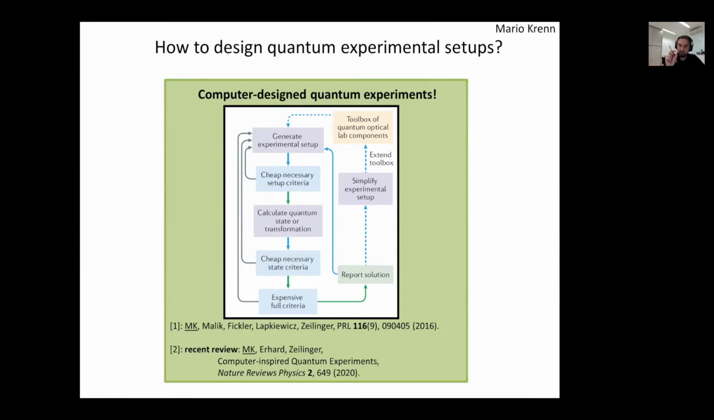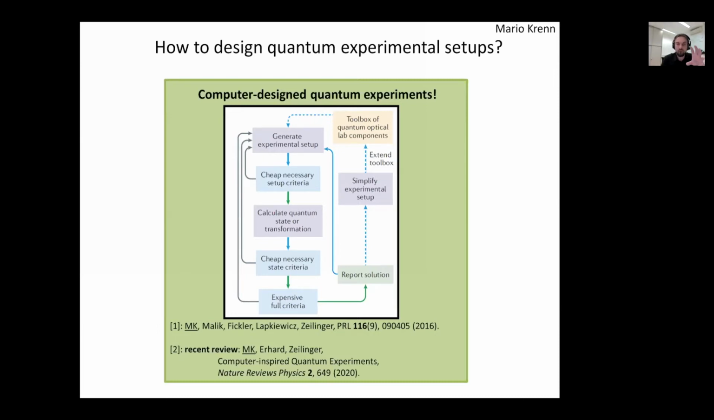If yes, then the algorithm simplifies the solution and reports it to the user. Furthermore, the solution gets added into the toolbox such that in the next iteration, the algorithm can already access these more complex and useful tools. And this speeds up the discovery process for more complex systems by several orders of magnitude.